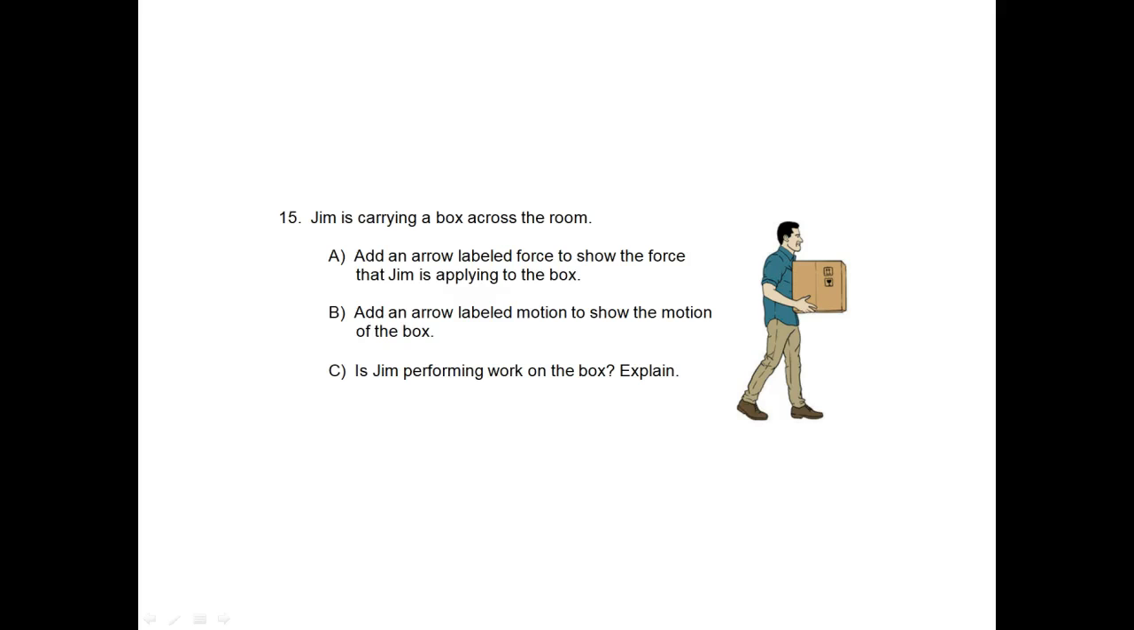Number 15. Jim is carrying a box across the room. A. Add an arrow labeled force to show the force that Jim is applying to the box. Draw the arrow on your test and label it force. B. Add an arrow labeled motion to show the motion of the box. Again, draw an arrow on your test and label it motion. C. Is Jim performing work on the box? Explain.